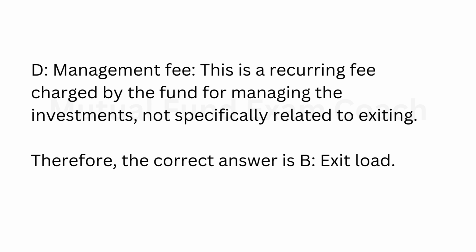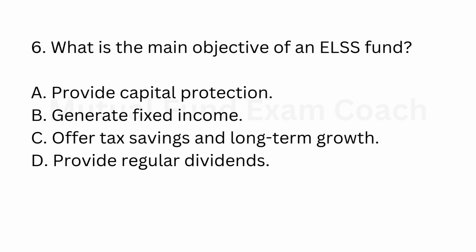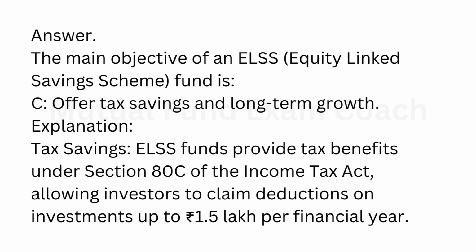Exit load. 6. What is the main objective of an ELSS fund? A. Provide capital protection. B. Generate fixed income. C. Offer tax savings and long-term growth. D. Provide regular dividends. Answer. The main objective of an ELSS, equity-linked savings scheme, fund is C. Offer tax savings and long-term growth.